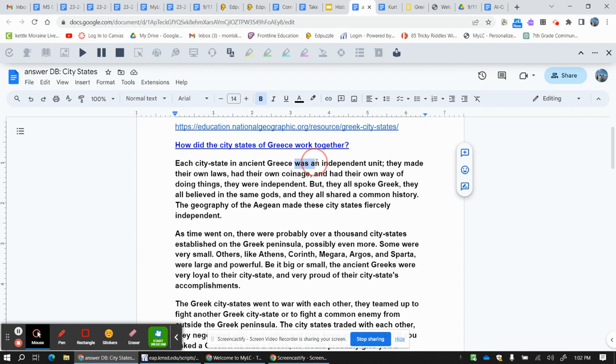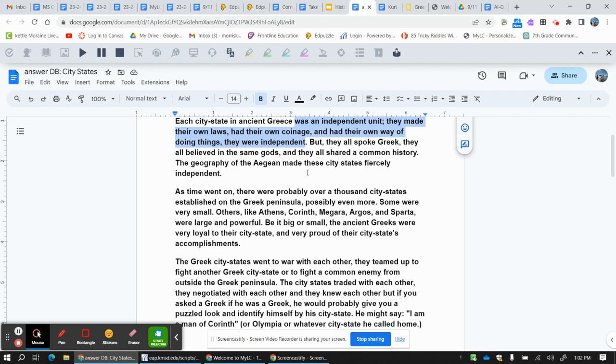Okay, so what were they? They were an independent unit. They made their own laws, they made their own coinage, and they had their own ways of doing things. They were independent. That's the what. As I read on, I got my who, my where, my when, my what. So they were independent and did their own thing.